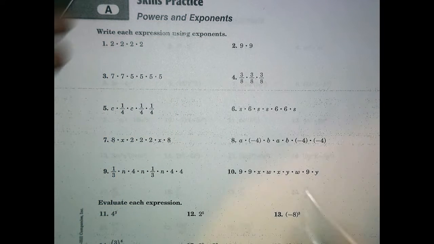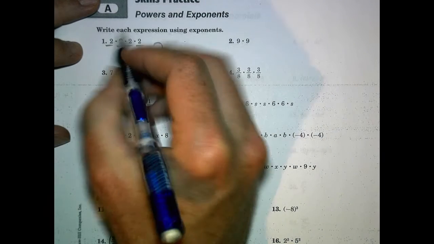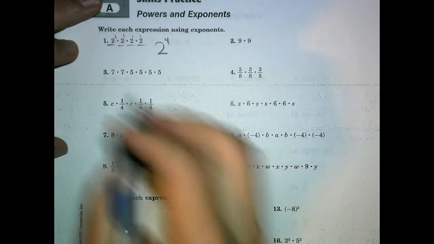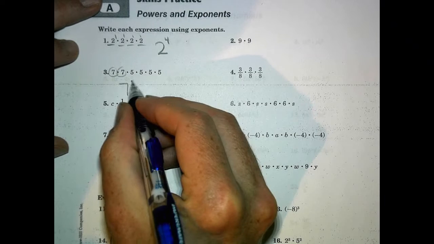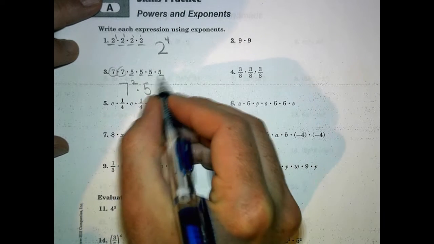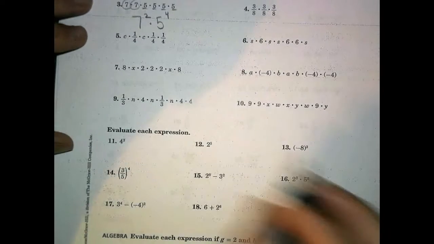All right, powers and exponents, working on the odds. So here, my base is what? Base is 2. And I have 1, 2, 3, 4, so 2 to the 4th power. Number 3, I have 7 and 7, I have 2 of those, times my next base is 5, and I have 1, 2, 3, 4, so 7 squared times 5 to the 4th.